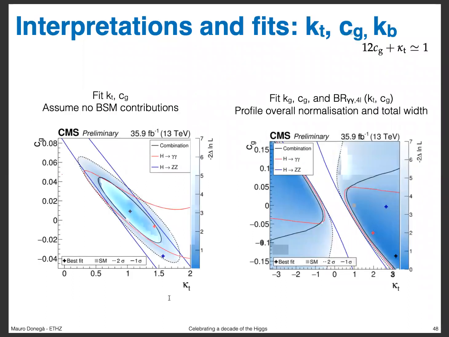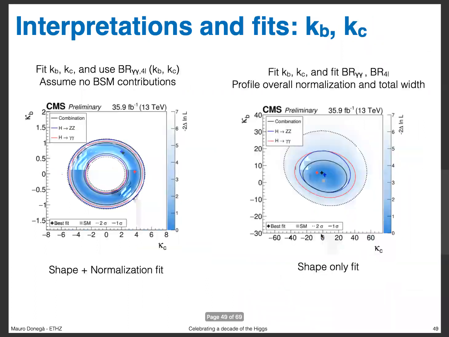You can do these kinds of plots where you fit kappa T to CG. CG is another way of looking at an effective coupling to the gluons. And you can put in different assumptions. One, assuming there is no BSM contribution, so more Standard Model-like, and you see you have a very good constraint. Or you can remove that and profile also the branching ratio, and then you see that the constraints and also the degeneracies will change in your plot.